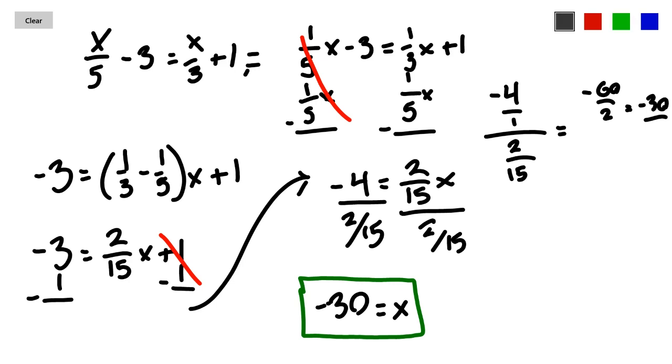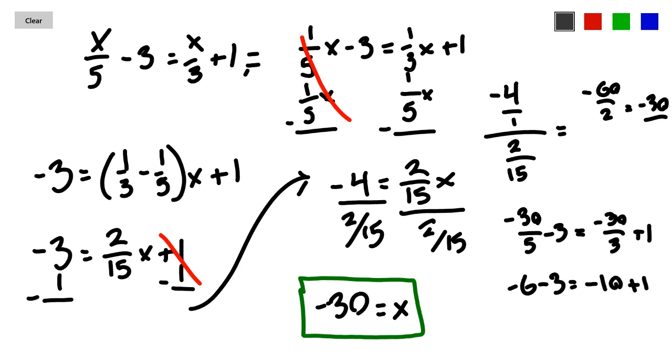And if I plug negative 30 into the original equation, I have negative 30 over 5 minus 3 is equal to negative 30 over 3 plus 1. Well, negative 30 over 5 is negative 6, and negative 30 over 3 is negative 10. Negative 6 minus 3 is negative 9, and negative 10 plus 1 is also negative 9. So I know that x is, in fact, equal to negative 30. So even if you have fractional coefficients, the process is still the exact same for solving linear equations. Get x by itself in any way that you can. And if you have a coefficient in front of x, just divide both sides by that coefficient.